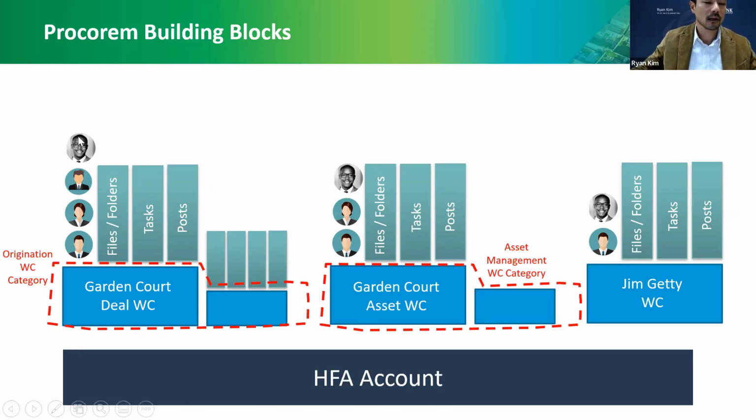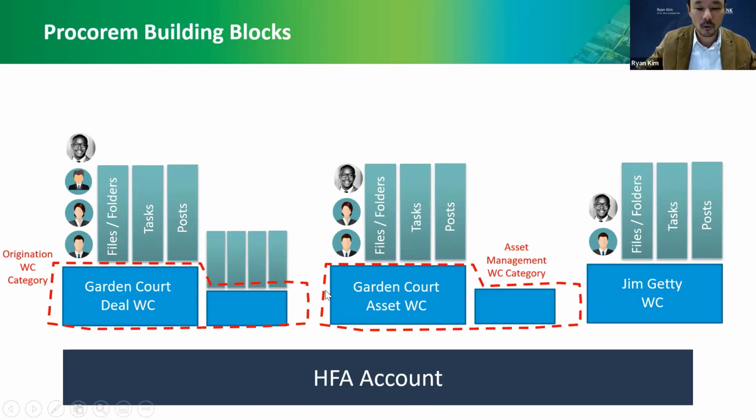Let's say Jim Getty is a developer on a deal called Garden Court Deal. So you'll invite Jim to join this work center. And then he will be submitting a funding application, let's say a 9% LIHTC application, with all the supporting documents in this work center. And you work with him in order to allocate that tax credit on the deal that he's proposing.